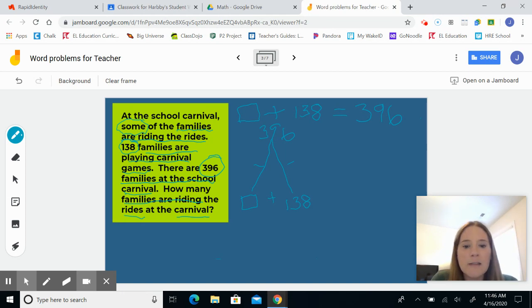All right, let's analyze our math mountain. Can I do 138 plus blank to get my answer? No, not really. That's not going to help me figure out the unknown number. So I'm going to start with 396 and slide down the mountain, and that means I'm going to subtract. So everyone write down the equation: 396 minus 138.